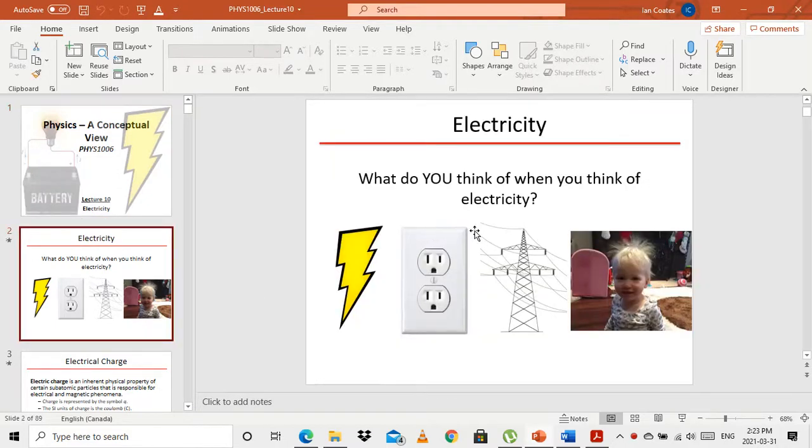What do you think of when you think of electricity? There's the plug, lightning. We've got electricity going through the wires and the power grid. Even this cutie patootie there, you see the hair. Same thing happens if you rub a balloon against the head, right? We're going to hit on all these today in some fashion. It's an important topic that everyone should know about anyway.